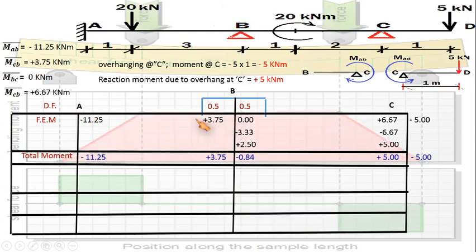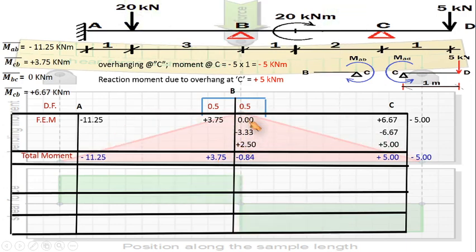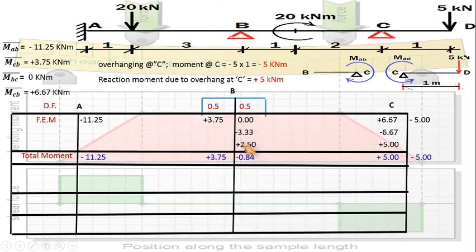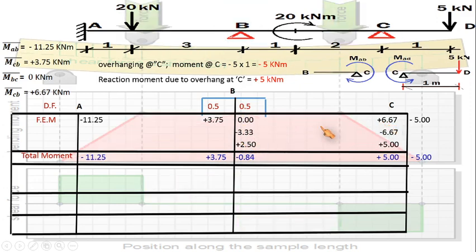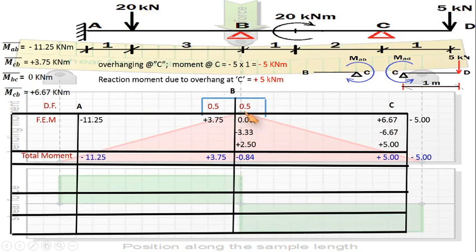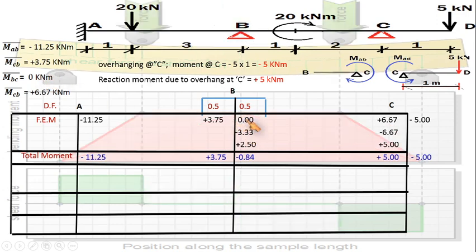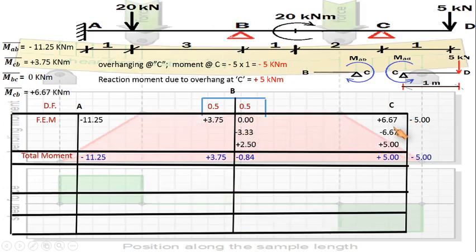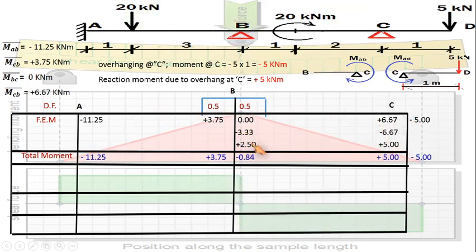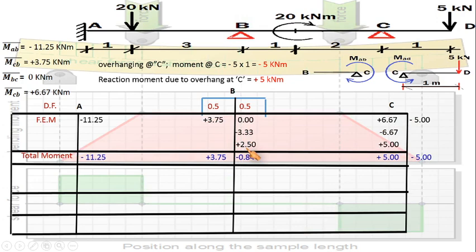On the left hand of B, plus 3.75 as it is. As far as the right hand part of B is concerned, there are three moments occurring which are carried over from the far end of C. Is it okay? So here 0 was already, it was equal to 0. The carried over moment is minus 3.33 for nullifying the effect of C, and another is plus 2.5. Is it okay?